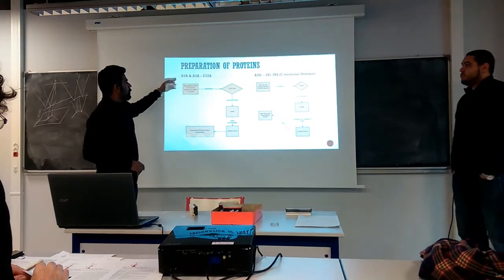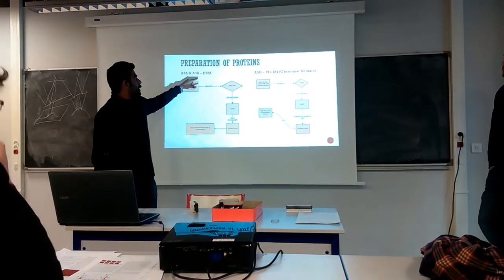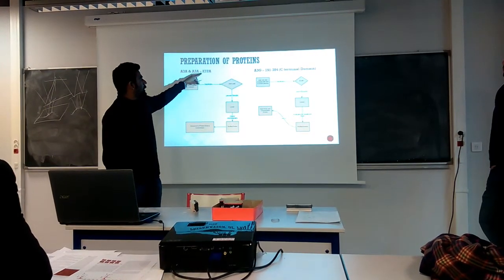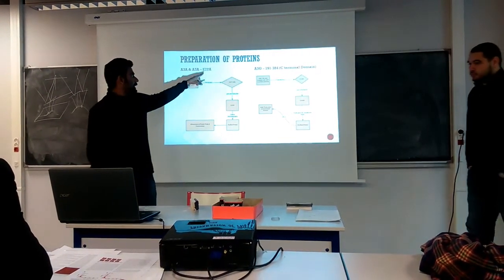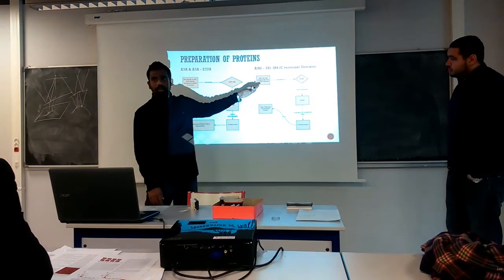The first protein is going to be A3A, the wild type. The second one is going to be A3A with a mutation of glutamic acid to alanine at the 72nd amino acid position. And then we also synthesized the C-terminal domain of A3G.